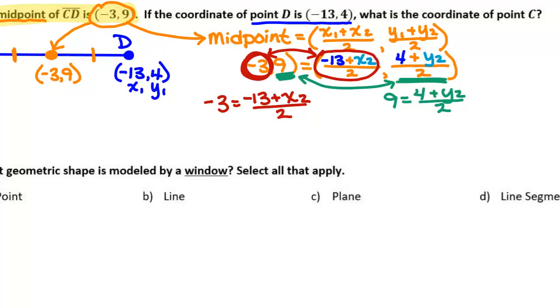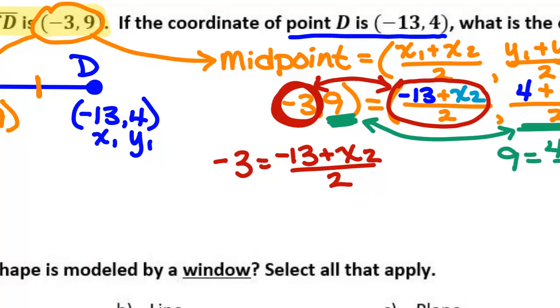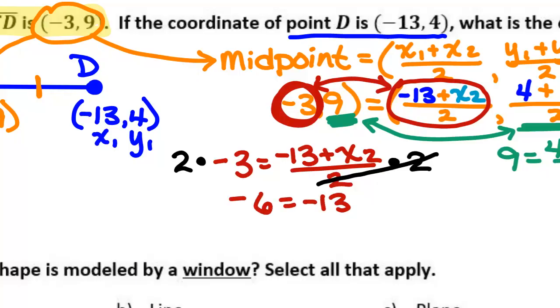When you see a fraction, what operation is happening there? Division. We want to get rid of the fraction, so I want to get rid of the division. What operation undoes division? Multiplication. So we're going to multiply by whatever's on the bottom of our fraction. We're multiplying both sides by 2. Cancels out my denominator. So then I have negative 6 equals negative 13 plus x2.